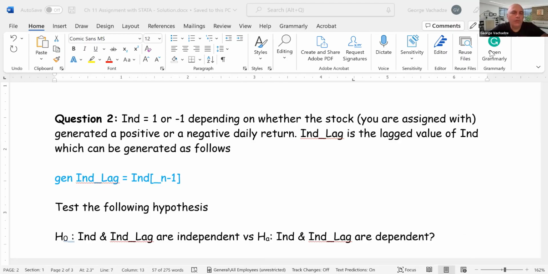Hi, in this tutorial I will review question STATA Assignment 11, question number 2. Let's open up the question and understand it. On the screen you should be able to see the question.